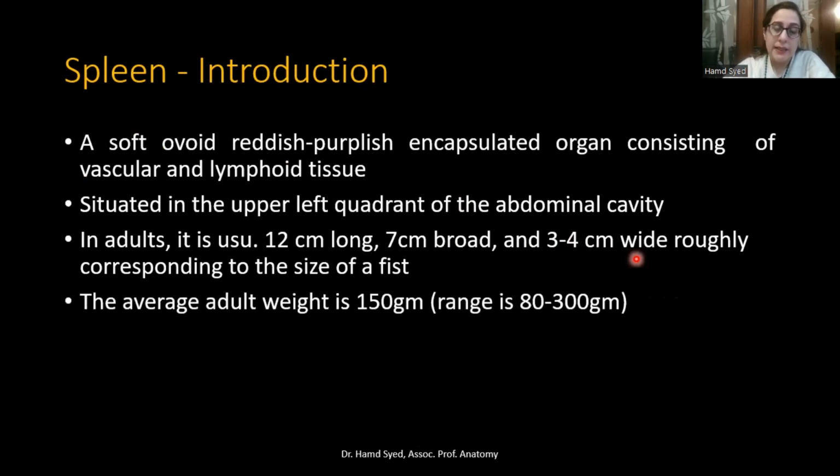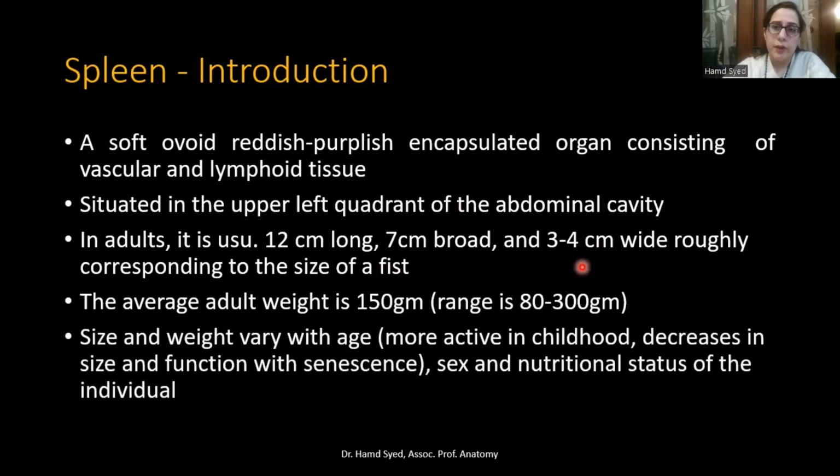The average weight in the adult is 150 grams, and the range is 80 to 300 grams. So this is about 7 to 8 ounces. Remember that there are different factors which affect the size and weight of the spleen. One of these factors is the age of the person. The spleen is more active in childhood, and it decreases in size and weight as a person grows older. Also, the sex of the individual has an effect: it is slightly less in size and weight in women as compared to men. The nutritional status of the individual will also have an effect on the size and weight of this organ.